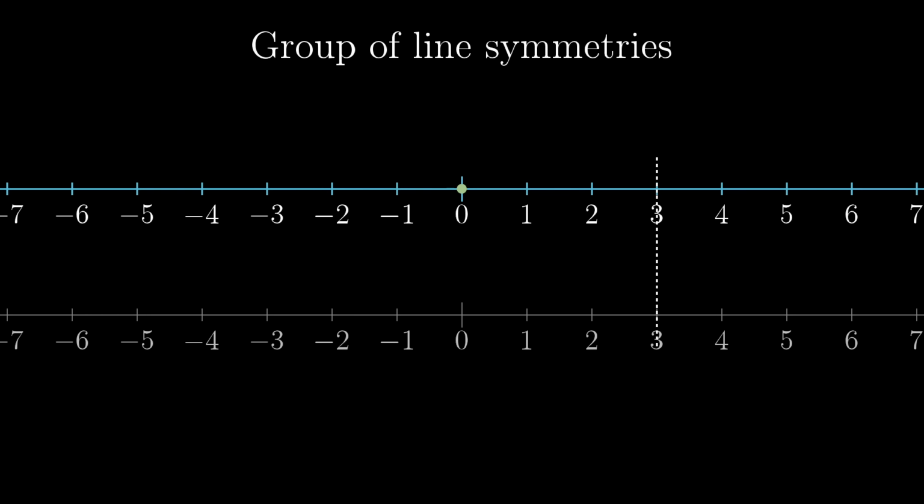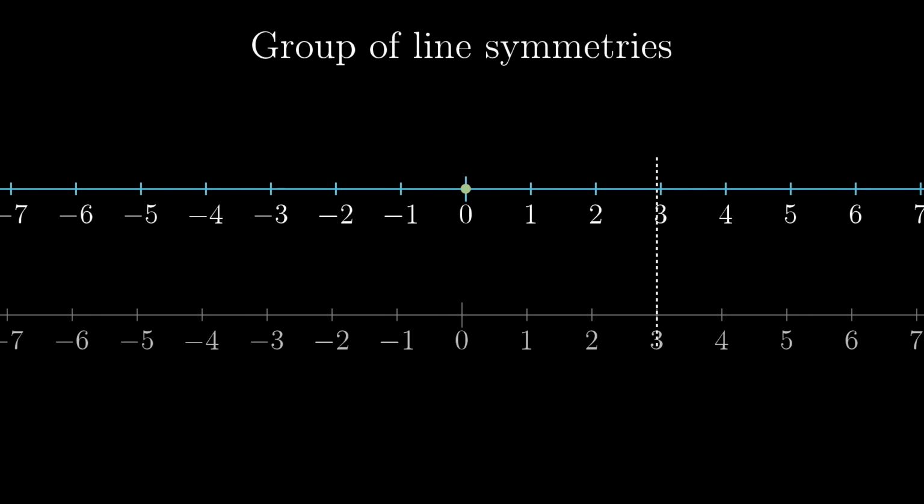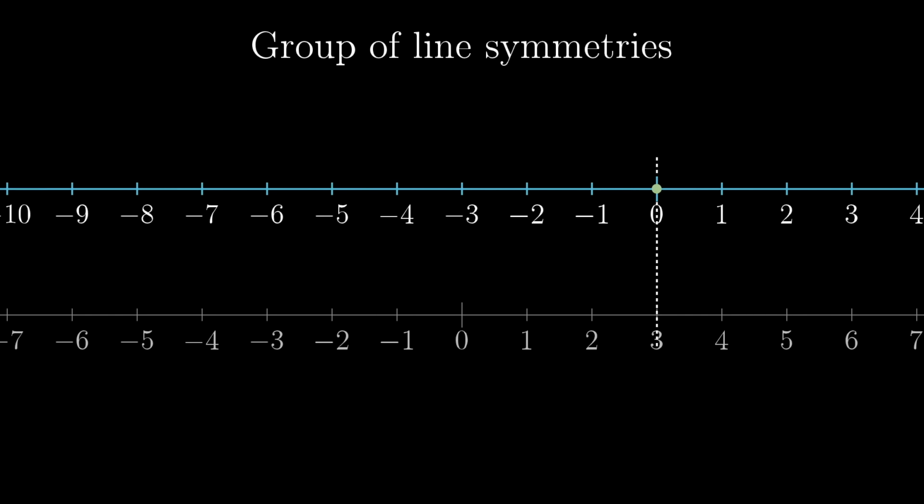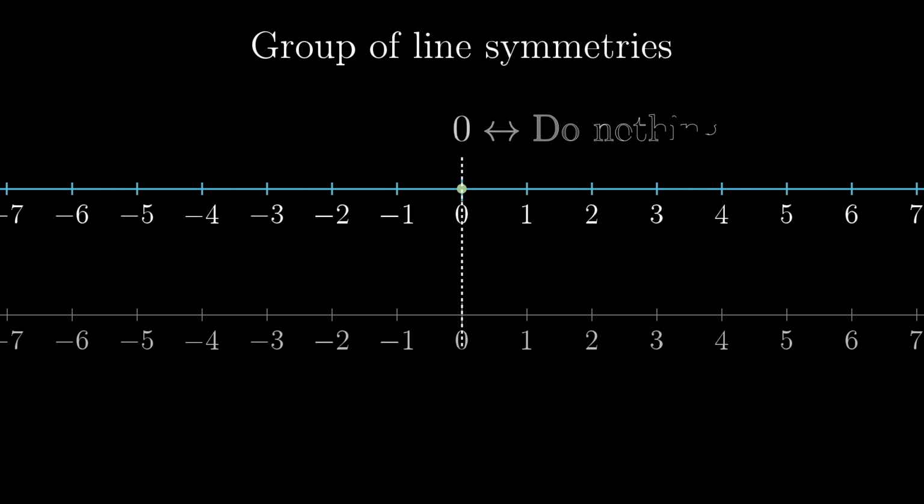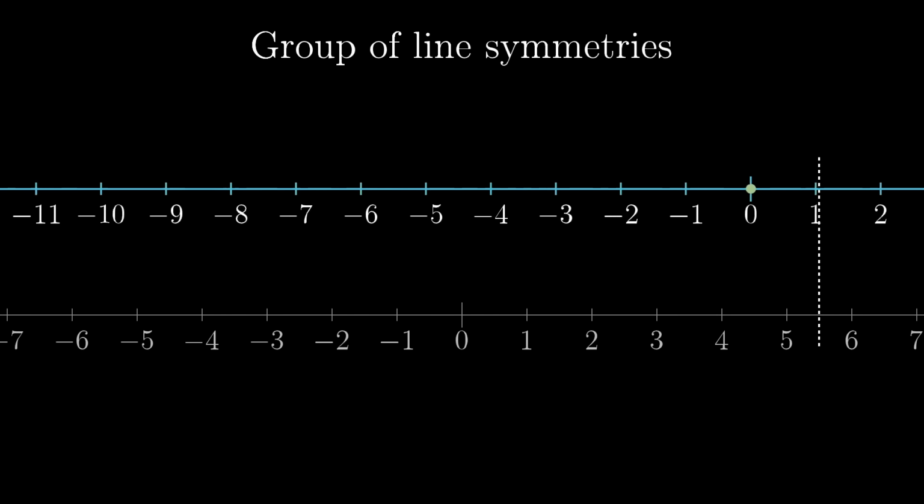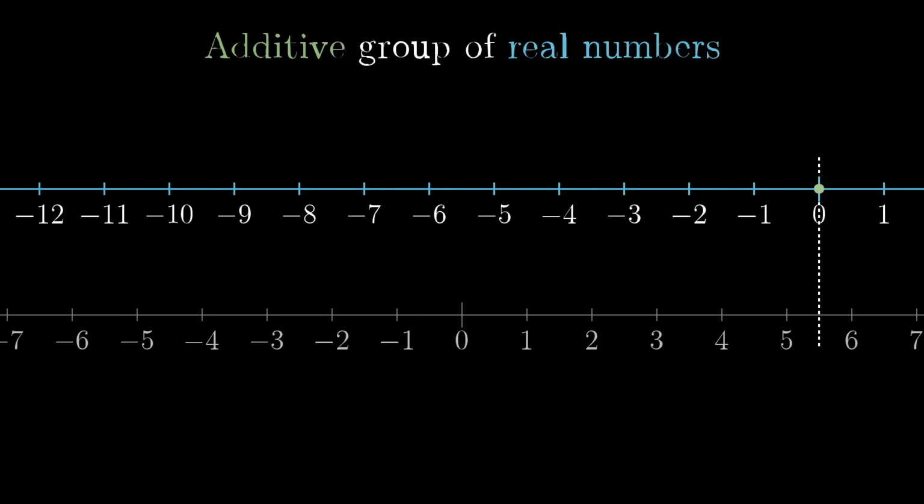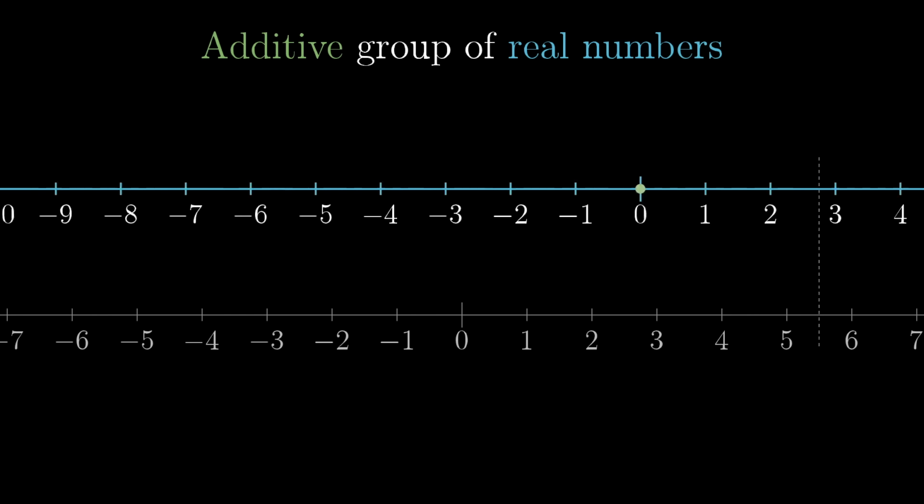For example, the number 3 is associated with the action of sliding right by 3 units. The number -2 is associated with the action of sliding 2 units to the left, since that's the unique action that drags the point at 0 over to the point at -2. The number 0 itself, well, that's associated with the action of just doing nothing. This group of sliding actions, each one of which is associated with a unique real number, has a special name, the additive group of real numbers.